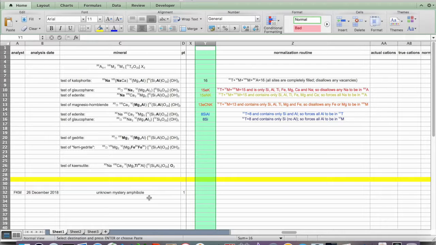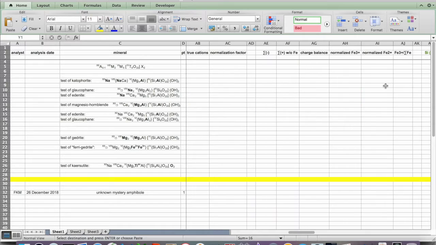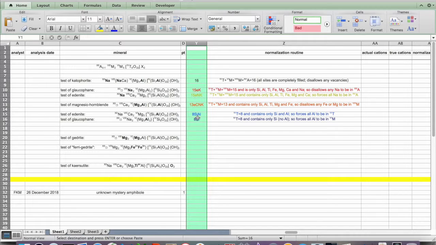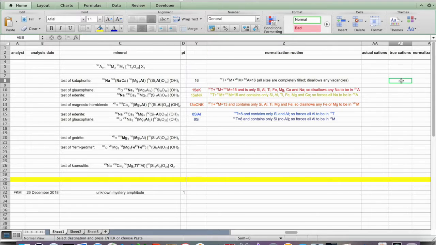Okay, so let's take a look at how these actually work. So the instruction here says that all of the sites have to equal 16. Okay, so we have these 3 additional columns over here. Let me get to them. We have actual cations, true cations, and normalization factor. Okay, well, the easiest column here to fill out is the true cations column, because this number has to be the same as the number that's in this column here. And so the true cations in this first one here has to be 16.